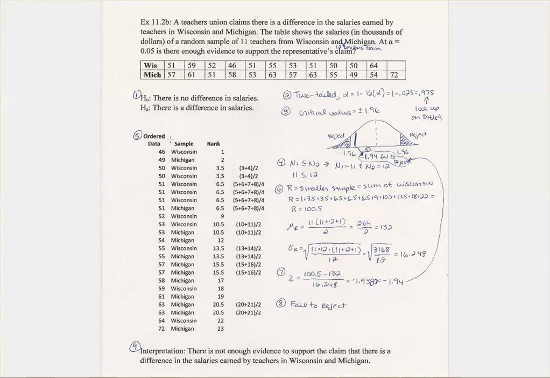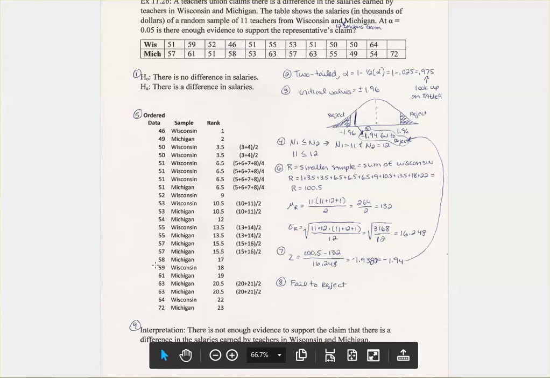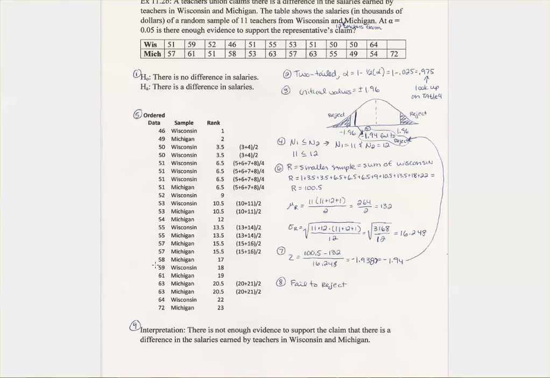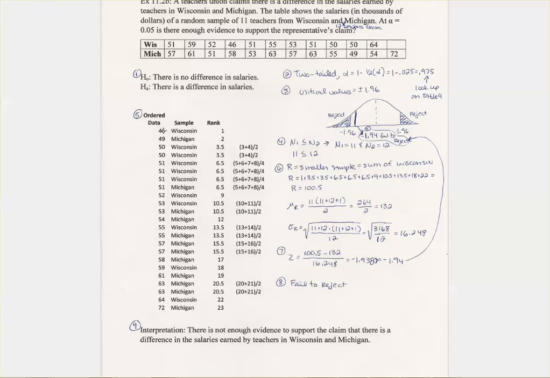I just entered 51, 59, 52, 46 going down. And then I put Wisconsin for all of those, and then I did Michigan, so that way it was all in the same line. I then ordered it from least to greatest. So that's where you get the mishmash of a 46 is Wisconsin, a 49 is Michigan, a 50 Wisconsin, a 50 Wisconsin, 51, but then you run into some more Michigans.